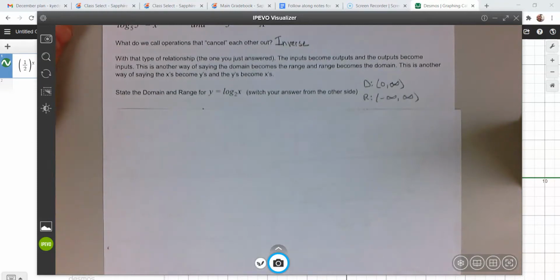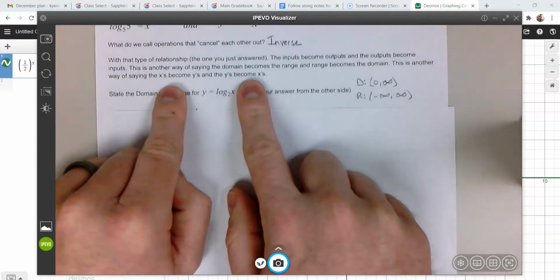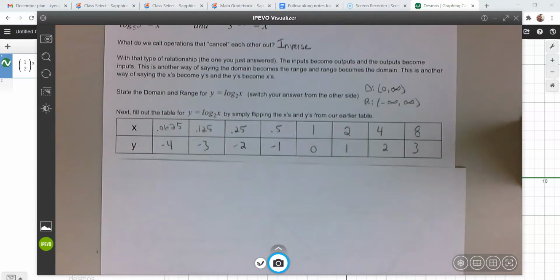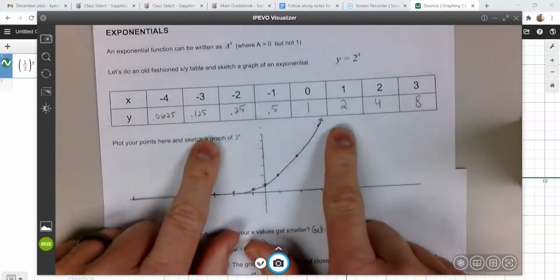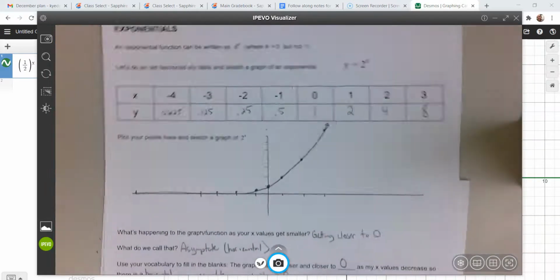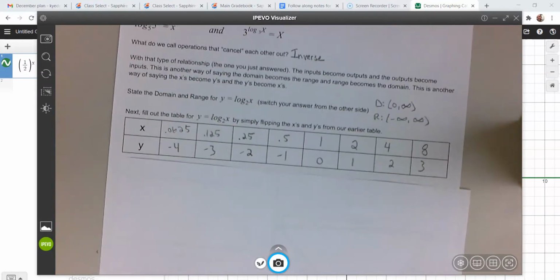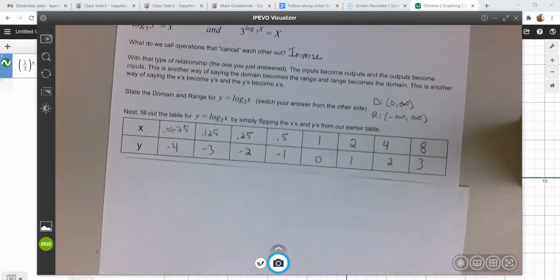Okay. Next, we want to fill out the table. Well, to fill out the table, exactly what I said up here. X's become Y's and Y's become X's. I just flipped that table from earlier. So again, I look at my exponential. This was 2 to the X. Now I'm graphing log base 2 of X by switching my X's and my Y's. Okay. And then I'm going to graph it.